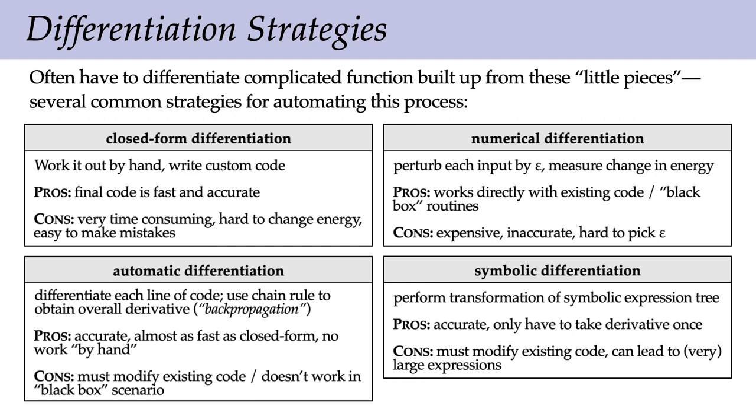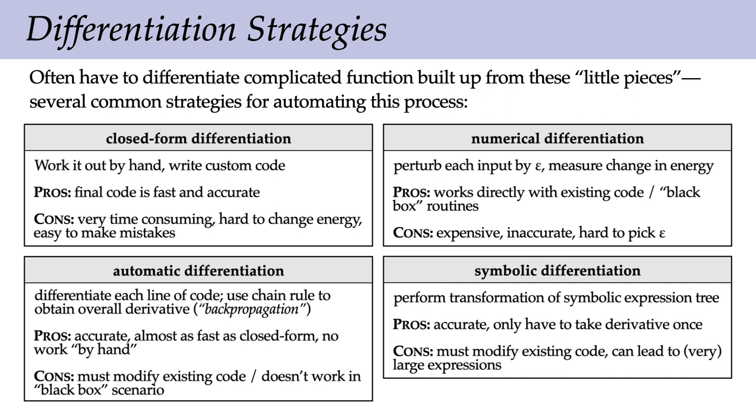What's going to happen here is you put in an expression and it builds up an expression tree, a tree data structure that represents that function. And then a transformation is applied to that tree to give a tree that represents an expression for the derivative. Why is this a good thing? Well, again, it's accurate. It gives you the correct solution. You only have to do this transformation once, right? So you're kind of pre-computing this tree transformation. On the other hand, you have to modify existing code, and it can lead to very large expressions.